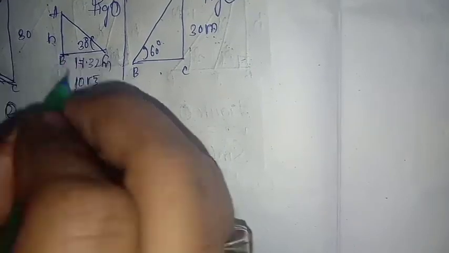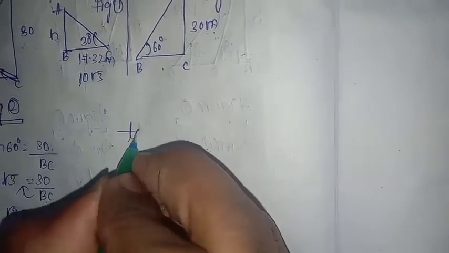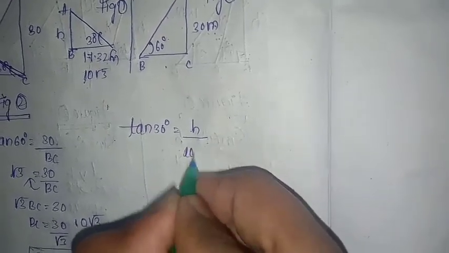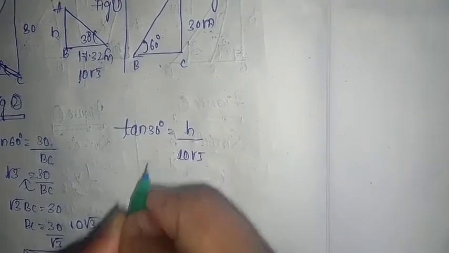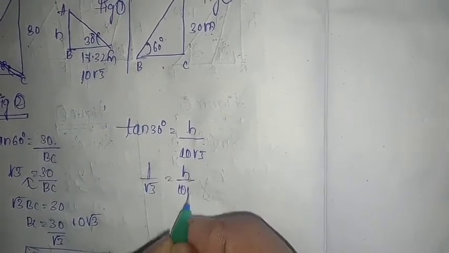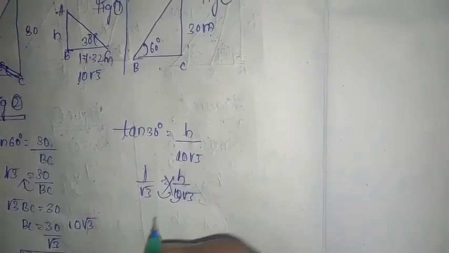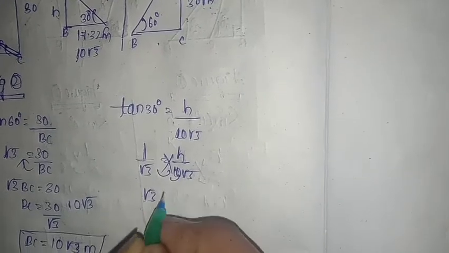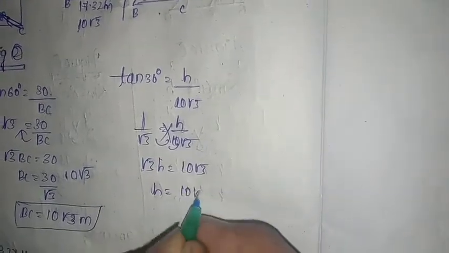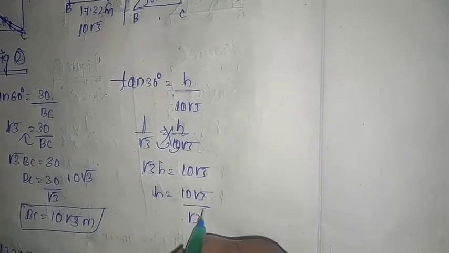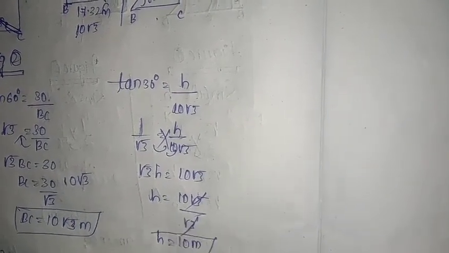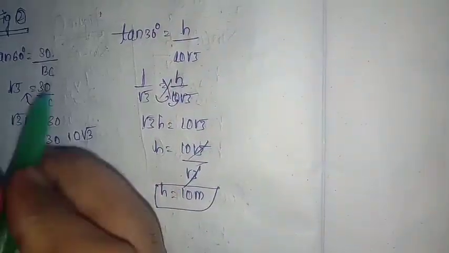So we have the opposite side and we have the adjacent side. So tan 30, opposite side h by adjacent side 10 root 3. So tan 30 is 1 by root 3 equal to h by 10 root 3. So cross multiplication, root 3 h equal to 10 root 3, h equal to 10 root 3 by root 3. So root 3 will be cancelled and h equal to 10 meters. So they ask to find the height of the building, we found that.